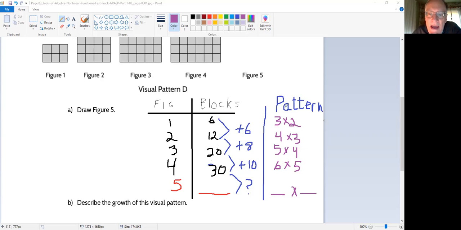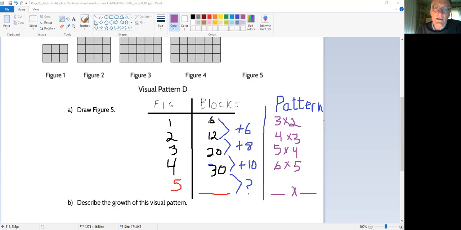Oh, before we look at this pattern over here, you did something very good. You'll notice that all of these figure numbers going this way are all consecutive, 1, 2, 3, 4, 5. But the blocks are a little bit different, and this is why it's nonlinear. Remember, a linear would be consistent growth, the same number like +2, +3. This one goes a little bit different, and that's what makes it nonlinear.